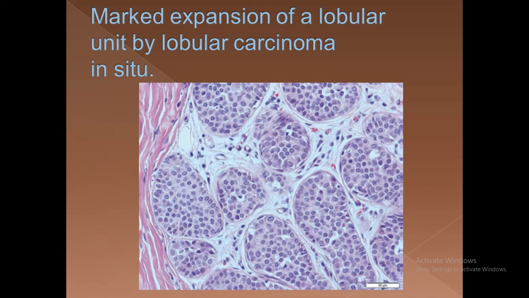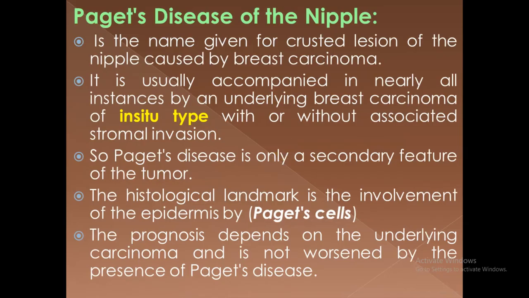Here we have expansion of the lobule by lobular carcinoma in situ. Here we have proliferation of uniform monomorphic small round tumor cells. This is lobular carcinoma in situ.